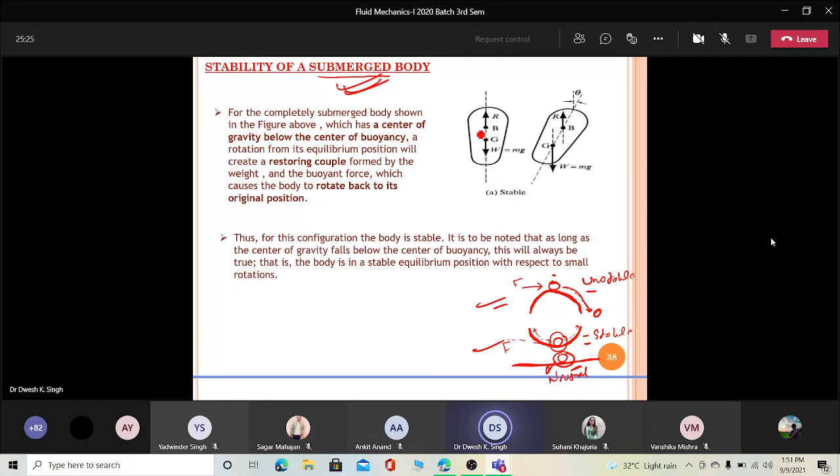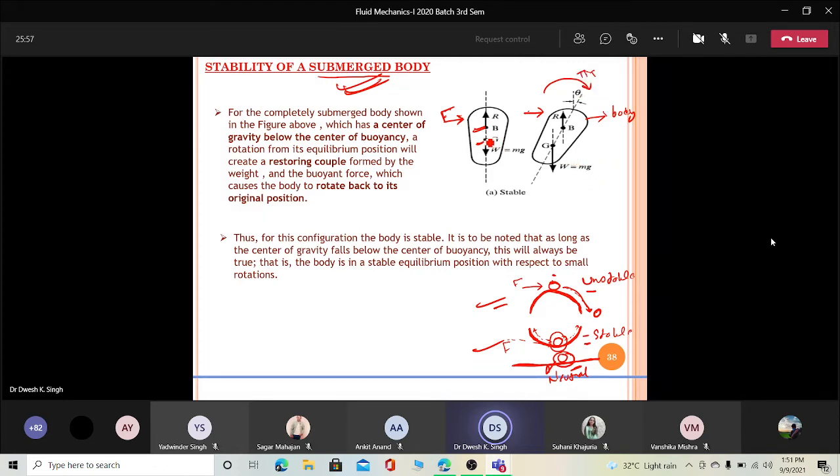When we find that the buoyancy force is above the gravity force, it is a case of stable equilibrium. Now why stable? Because here you can see, when you apply a force here, due to this force a disturbance will come in this body, due to which a turning moment will generate. This is called the turning moment.